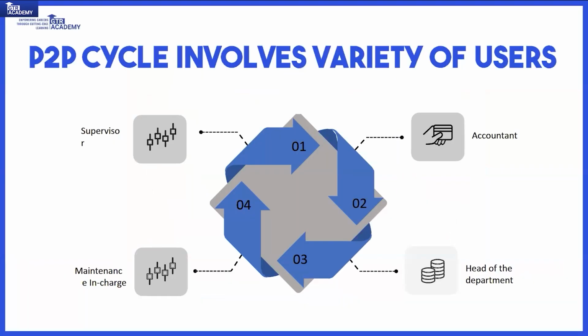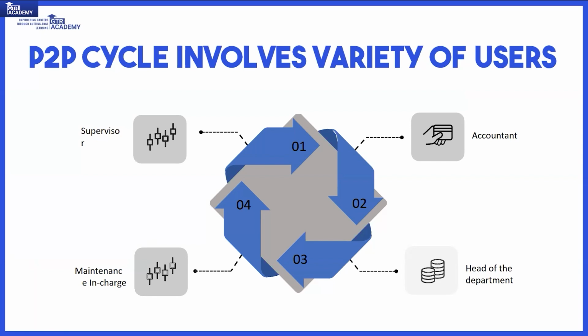Like I said, you might have different cycles involved. By different cycle I mean there's a P2P cycle, the procure to pay, in which your supervisor would be there, your maintenance in charge, the heads of departments, and the accountant, and there are different roles and responsibilities. And who amongst all will know the roles and responsibilities apart from the SAP consultant? The product owner, the managers. You need to talk through.